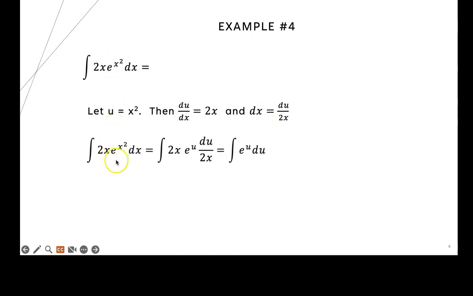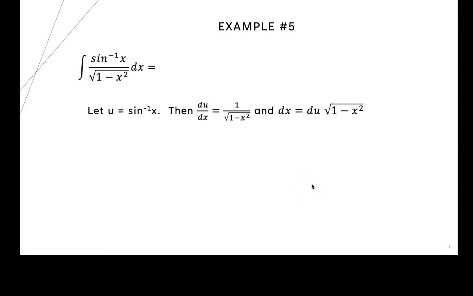And now when we substitute, this becomes an e to the u because x squared is equal to u. And then we get a 2x and a du over 2x. That's what dx is equal to. The 2x is canceled, and so this is just the integral of e to the u du. When I integrate, I get e to the u plus c. U is equal to x squared, so we plug that back in, and so our antiderivative is e to the x squared plus c.